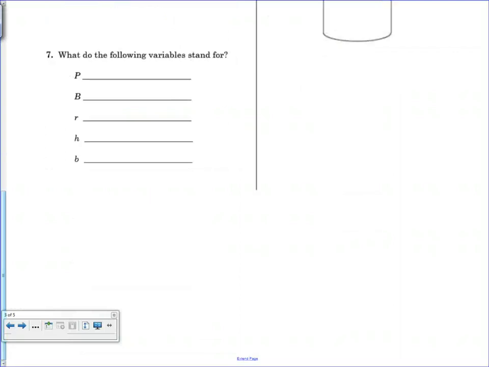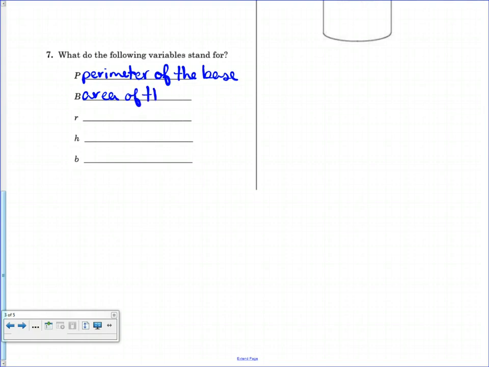What do these variables stand for? P, perimeter of the base. So the base of your prism, the perimeter. Capital B, area of the base. R, radius. H is height. And B, this is base for when you're finding the area of the base. So base times height.